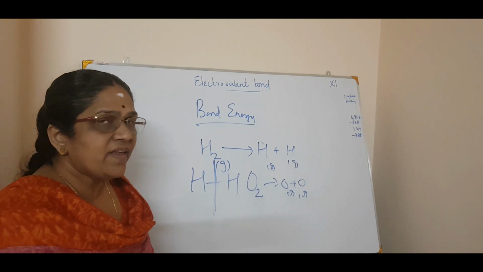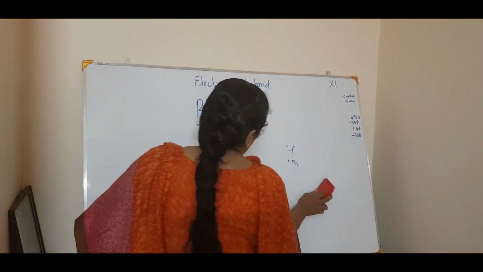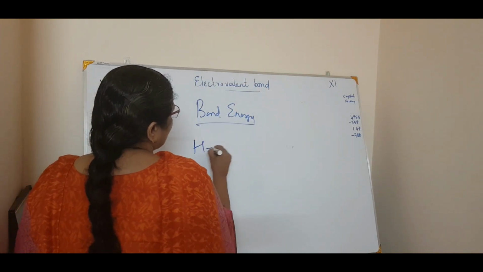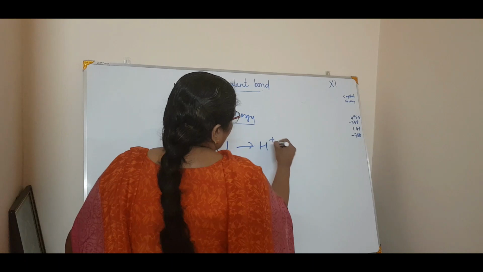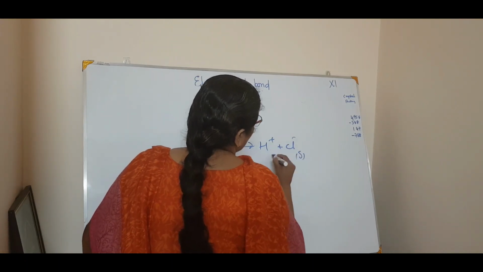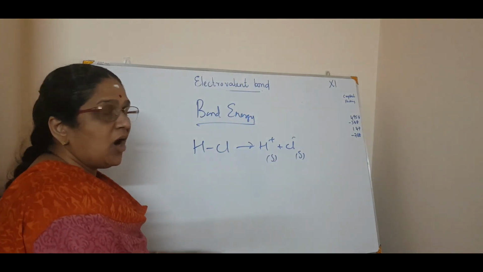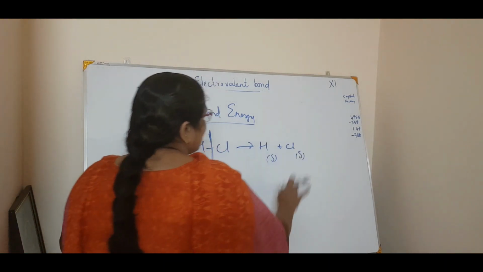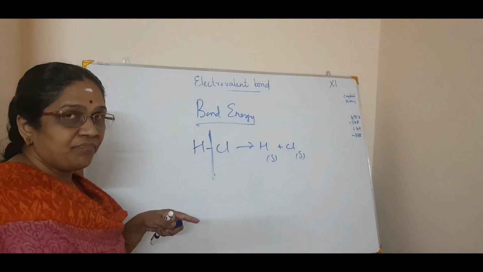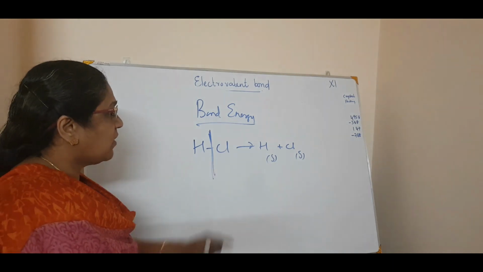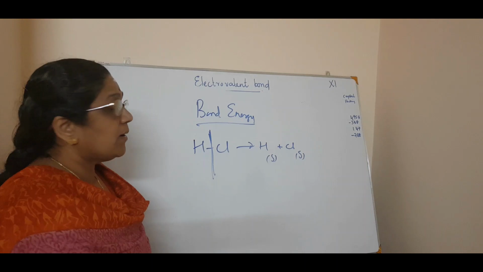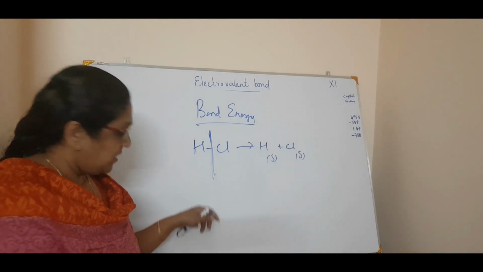Okay. Or in the case of a covalent molecule, or a polar molecule also, for example HCl, H plus and Cl minus in the gaseous state. See how much energy is used to break this to form H and Cl atoms. That is called bond energy. So this is how you say the bond energy.